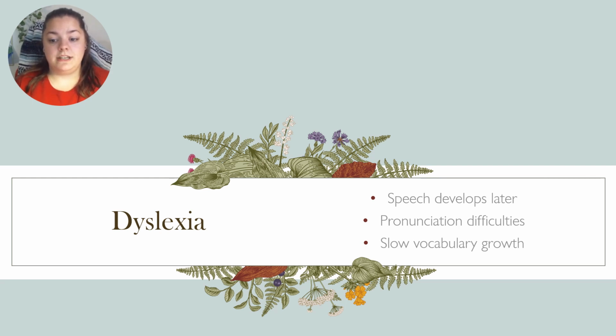Some of the characteristics involve that a student's speech develops later, they have pronunciation difficulties, their vocabulary growth is very slow, they will find it difficult to rhyme words, they'll have trouble learning the basics, meaning the alphabet, the numbers, shapes, colors, etc. These students will be extremely restless and easily distracted. They might have more trouble interacting with their peers, and they'll have difficulties following directions, as well as their fine motor skills are a little bit slower to develop.